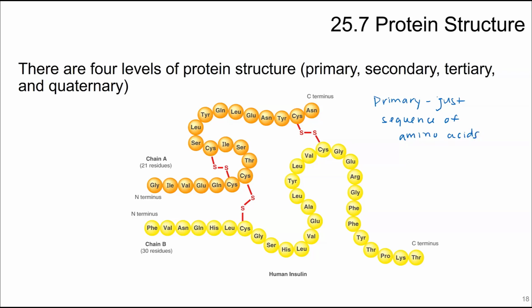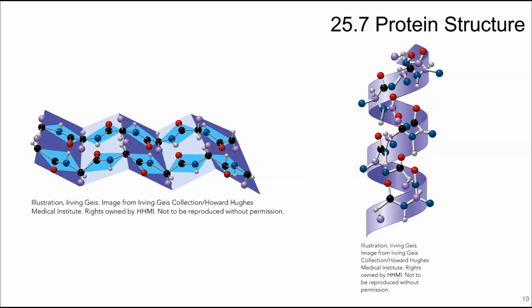So that's just the sequence of amino acids. You can see this is the primary sequence of human insulin. We can see that there's 3 different disulfide bridges. One of them is intrastrand, the other 2 are interstrand. The next level of protein structure is secondary.